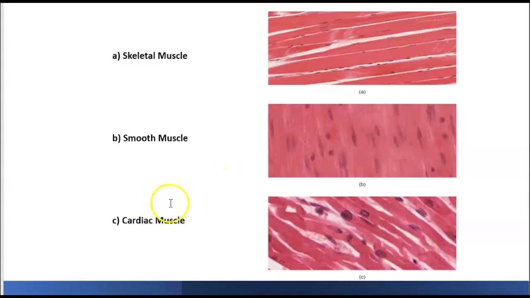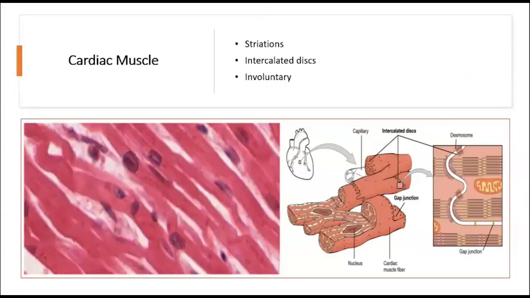In the case of the cardiac, they are going to form branches. And it also has striations. In addition to those regular striations, it has these dark red lines right there. Those are going to be intercalated discs. So if we scroll down, we see here the cardiac muscle. We already talked about some of the characteristics that it has, such as striations, intercalated discs, and they are going to be involuntary.